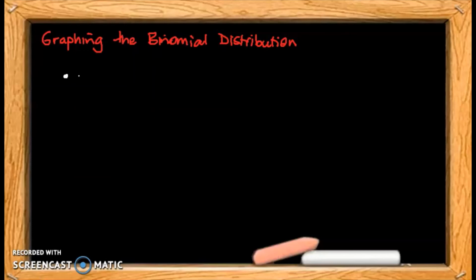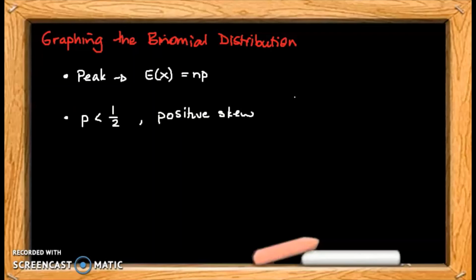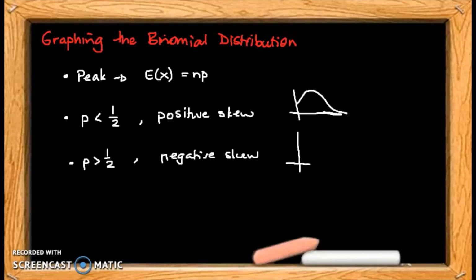So remember, point number 1, the peak is the point closest to the expected value or the mean, which is calculated by np. Remember, if my probability is less than a half, I'm going to have a positively skewed graph. And that will look something like that. If p is greater than a half, the probability of success, then I'm going to have a negatively skewed graph. And that's going to look more like that.